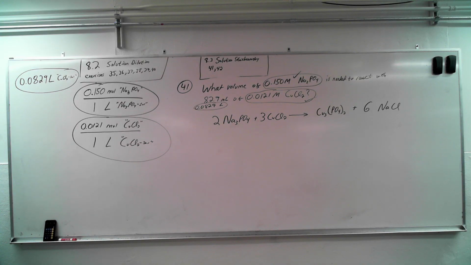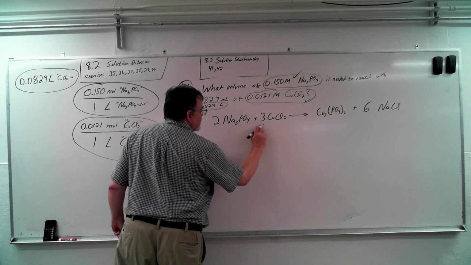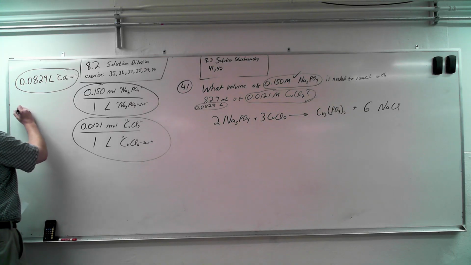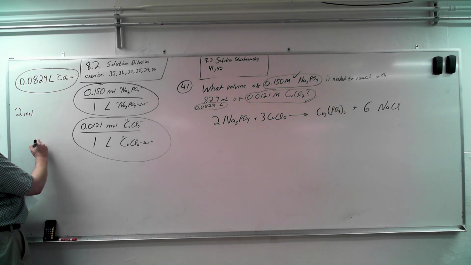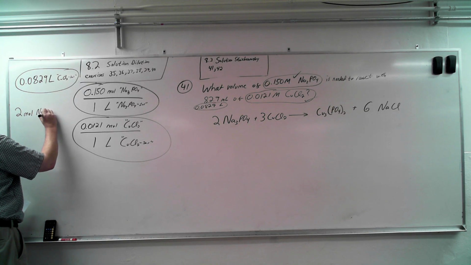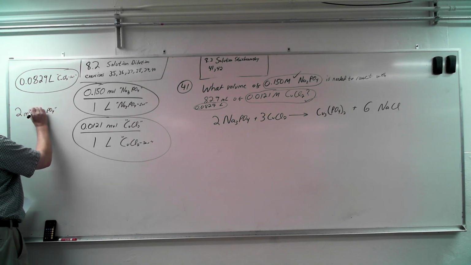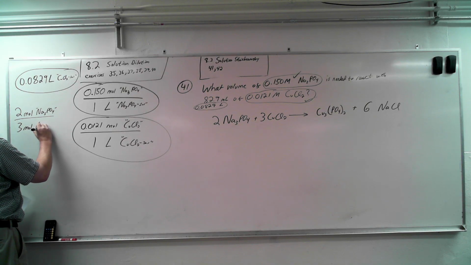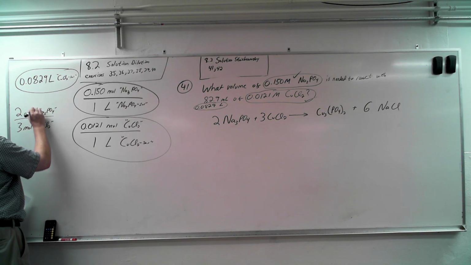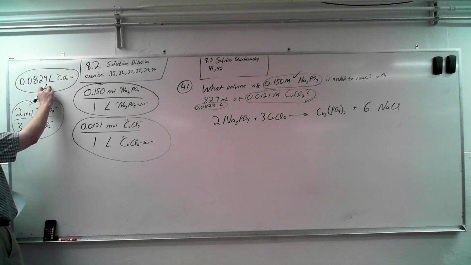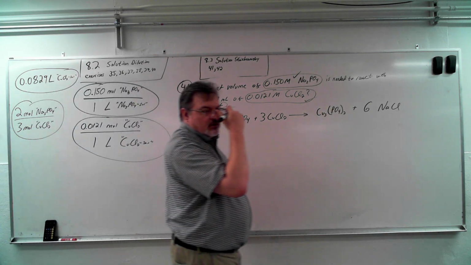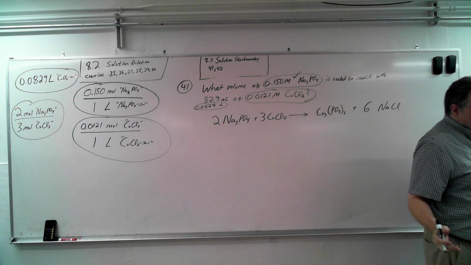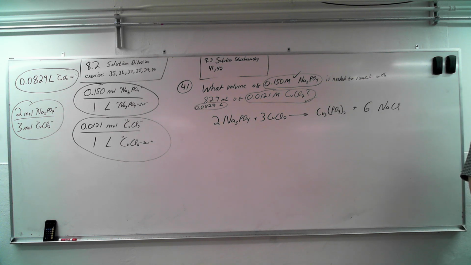And one more piece, what do I need? Molar ratio. I'm comparing these two. So the last piece I'm going to need is 2 moles Na3PO4 to 3 moles of CuCl2. And there's all the pieces. And I'm going to start with this, like I said. You with me? I suggest going through it systematically like this, just so you don't get lost in it.